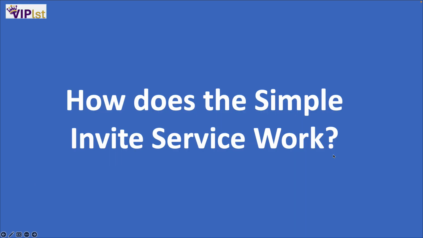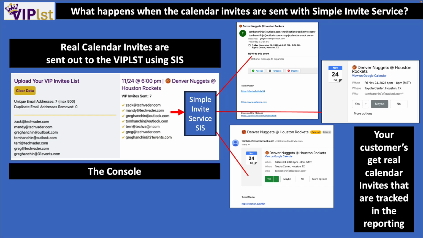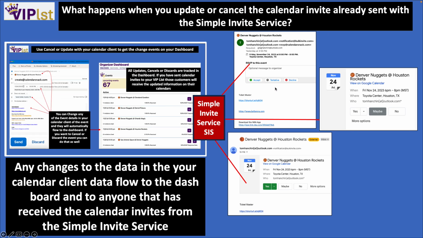It's that simple. So how does it really work in the background? Well, at a high level, we're running on AWS. I kind of walked through the console already. I uploaded the list. I click the button. It's sent out via our service. That service is called Simple Invite Service. That sends out the actual calendar invitations, and we track those.